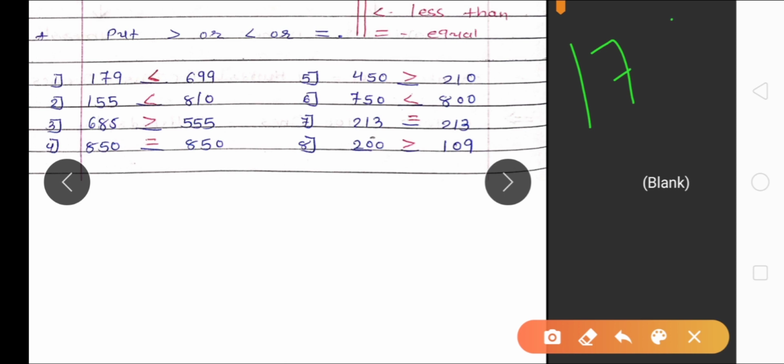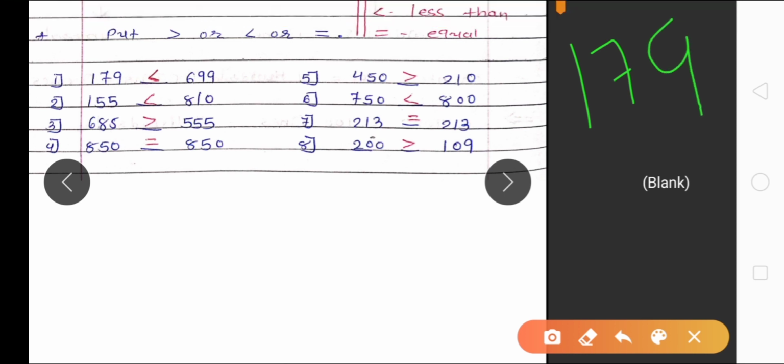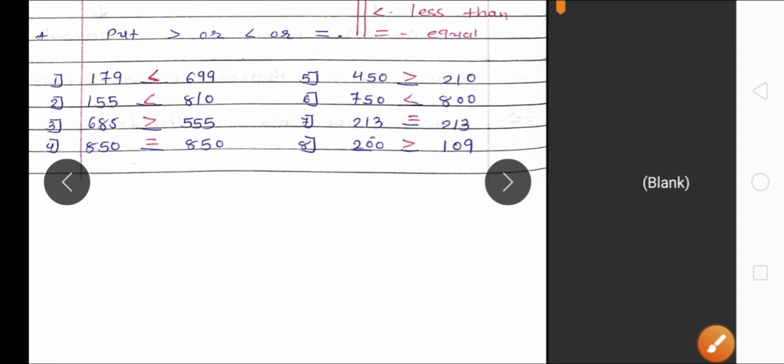In 179, what is in the hundreds place? 1. And in 699, 6. Now you can see 1 is smallest in the hundreds place and 6 is biggest in the hundreds place. So 1 is less than 6. So the answer is 179 is less than 699.